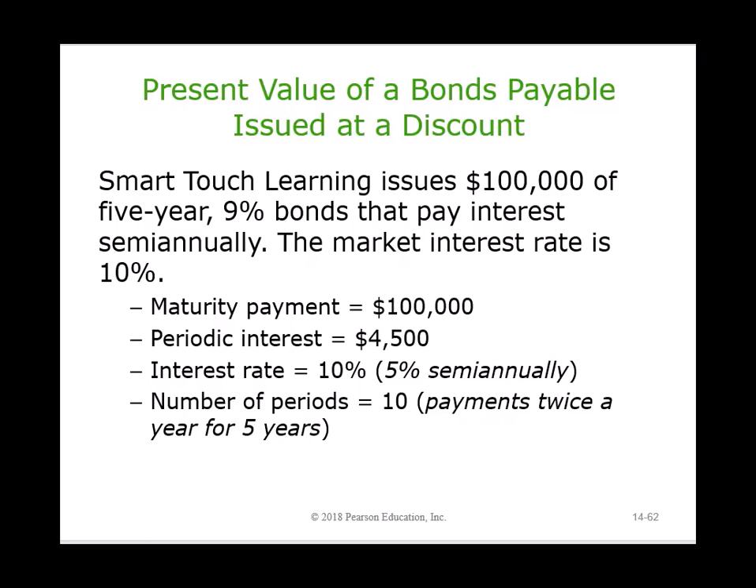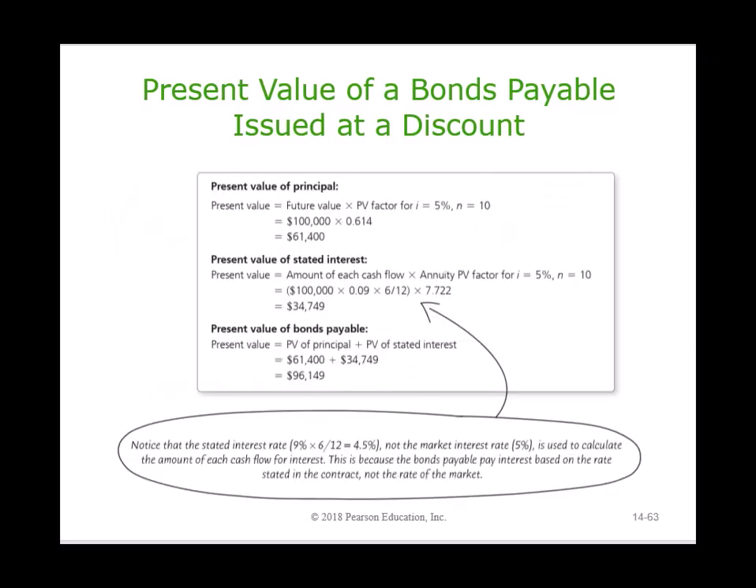Now, one thing that I want to emphasize here is that when we are computing present value, for the interest rate we always use the market rate, not the stated rate. The stated rate is used to calculate the interest payment. But when we are calculating present value, the interest rate that we use is the market rate, not the stated rate. Okay, so in this case, it's the 10%, or 5% semi-annually.